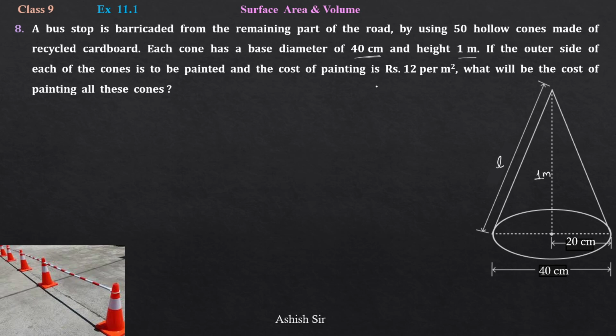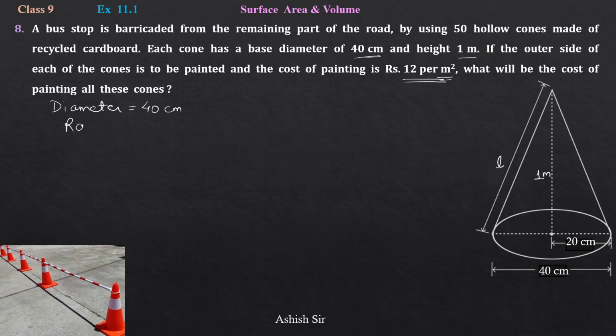So first of all, we see the diameter of the cone is given to us as 40 centimeters and the height is given as 1 meter. Now both are in different units, so we have to convert to one of the units. We will decide the unit from the cost. Cost is in meter square, so we will take the units in meters.